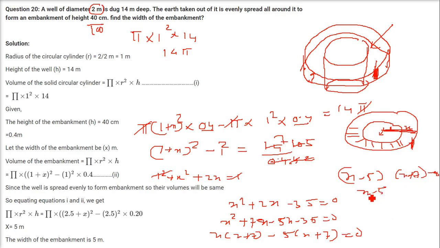X minus 5 will give us x equal to 5. X plus 7 will give us x equal to minus 7. So what you see here is this minus 7 cannot be taken, width cannot be negative. So x equal to 5 is the answer. This is the width of the embankment.